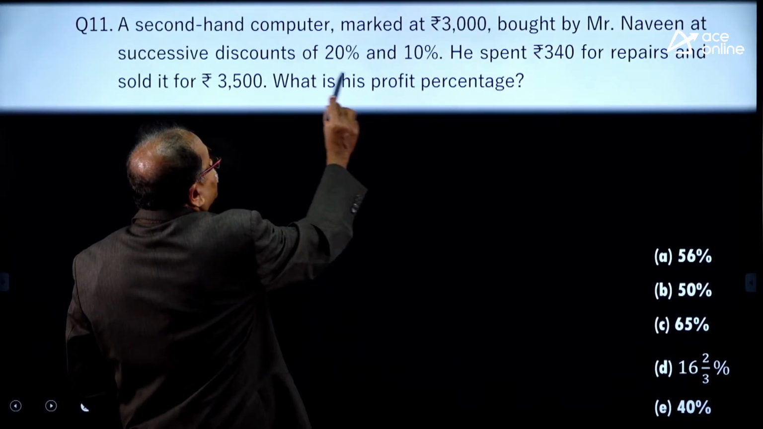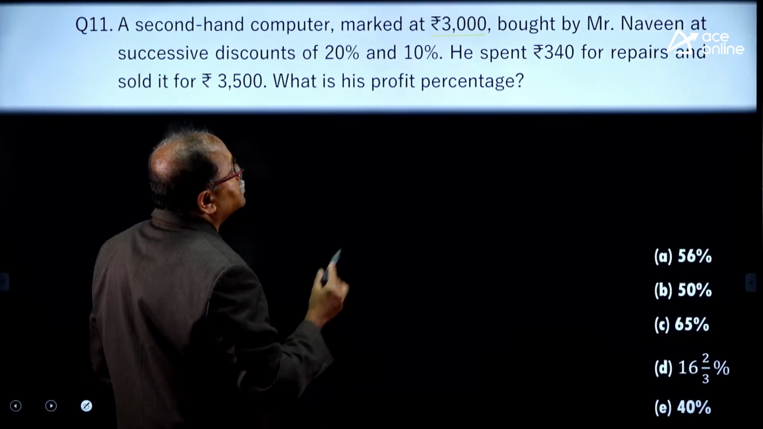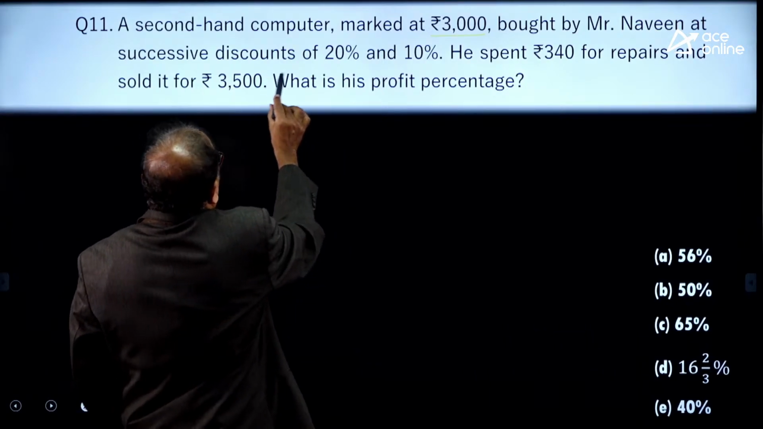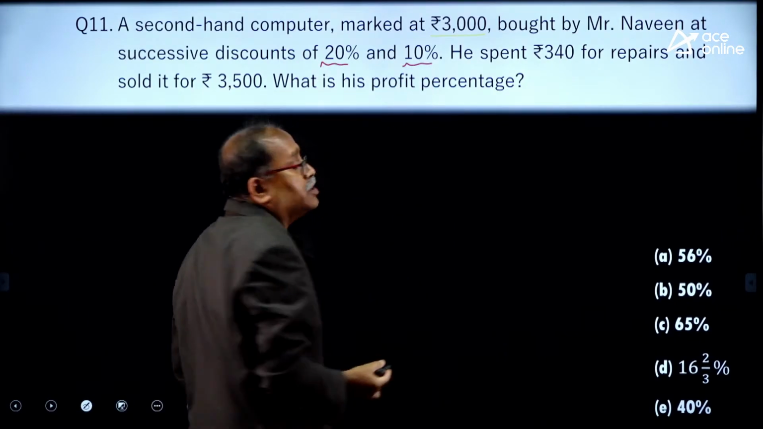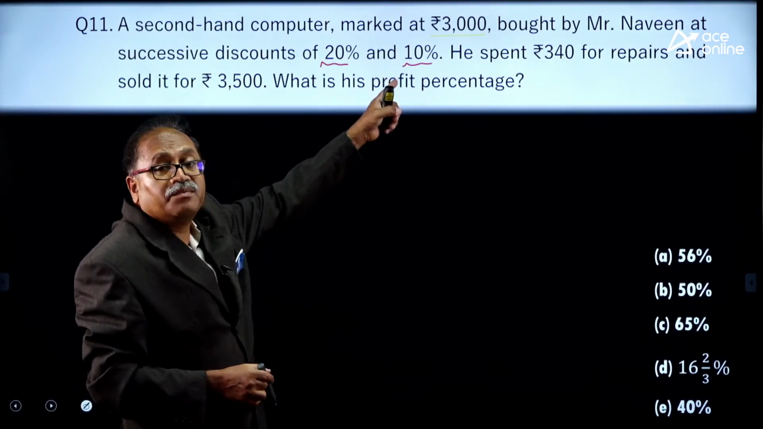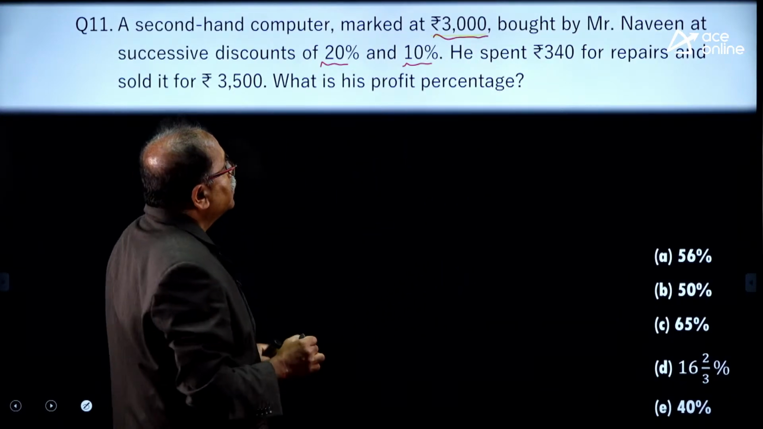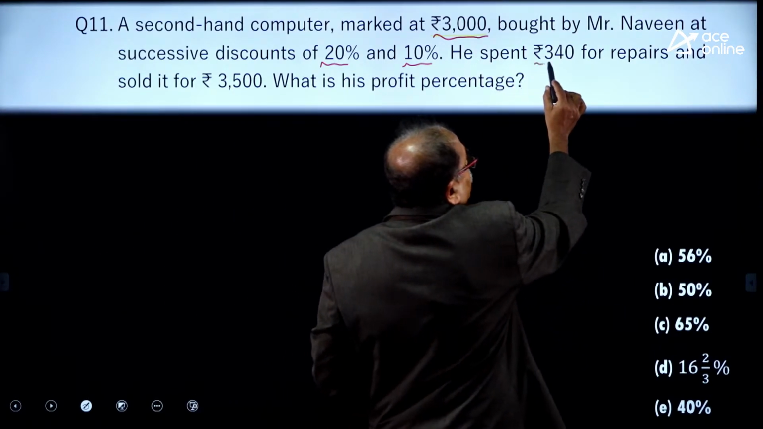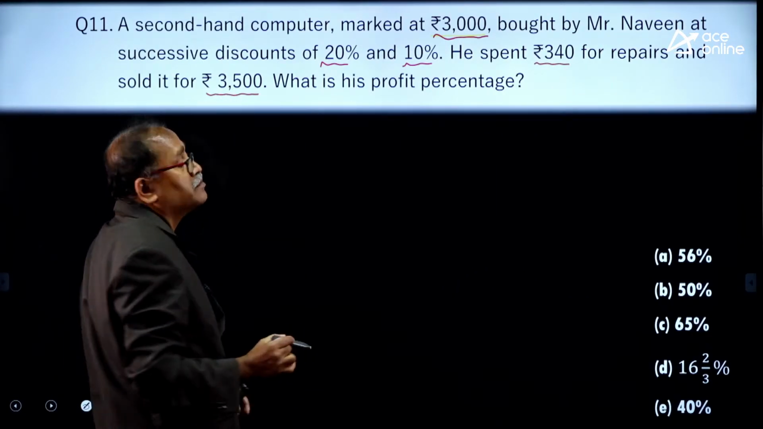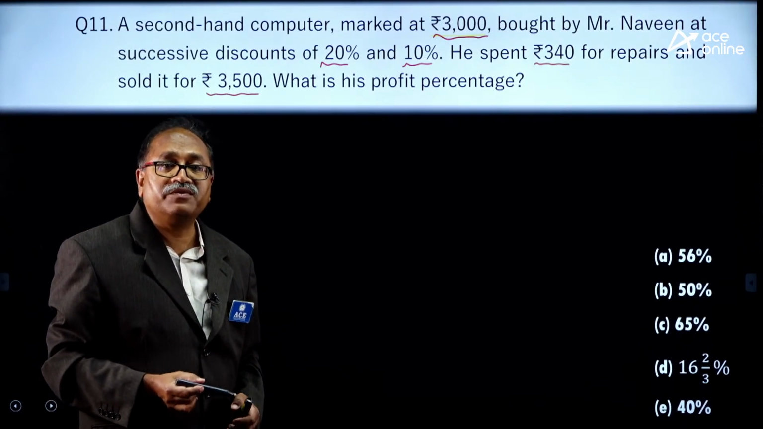A second hand computer marked 3000 by Naveen at a successive discount of 20% and 10%. So, he bought the second hand computer, whose mark price was 3000, he got 2 discounts of 20 and 10, and he spent 340 rupees for repairs, and sold it for 3,500. Find his profit percentage.